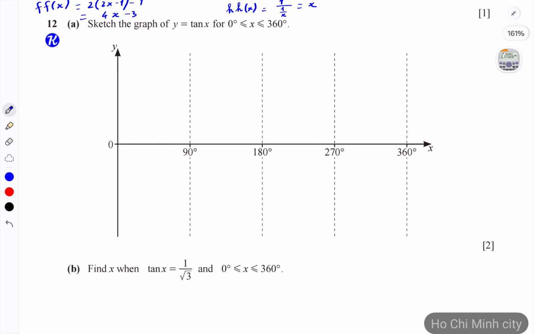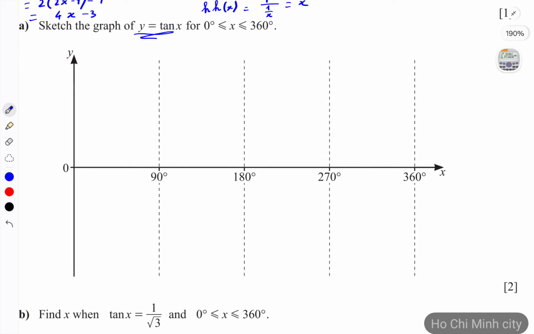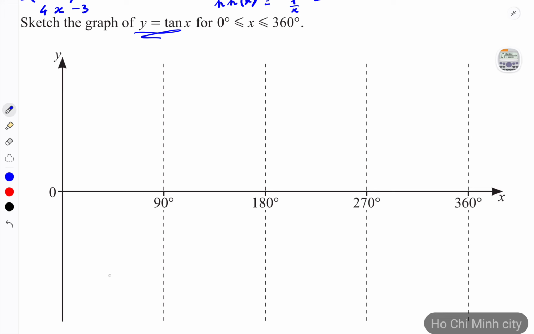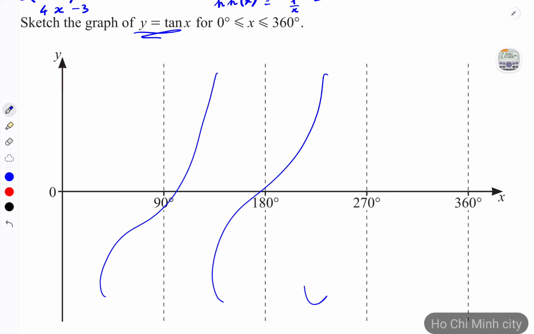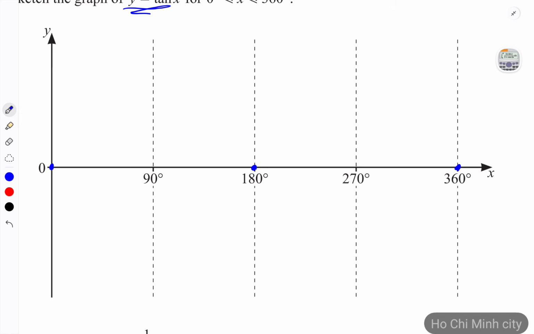The last question, we need to sketch the graph of the function y equals tan of x. All right, so remember for the tan function, the shape of the function has to be like this one, this one, this one. But we need to find out the intercept with the x-axis. So the first intercept has to be 0 degrees, and the next one is 180 degrees, and the next one is 360 degrees. All right, so for the middle one, the shape would be like this.